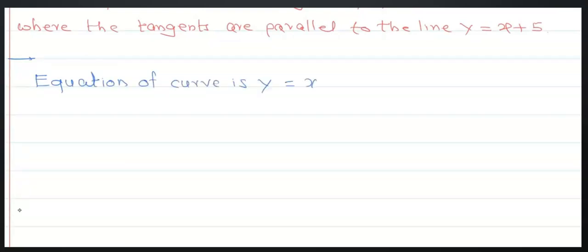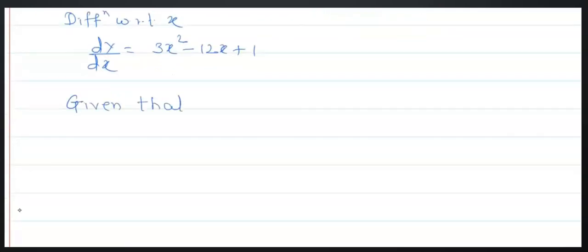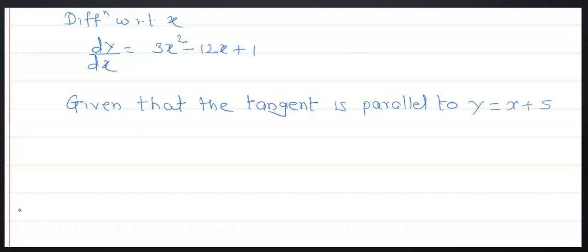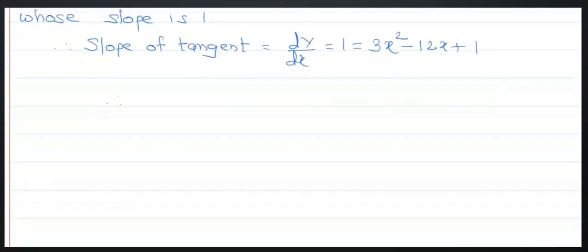The equation of the curve is y equals x cube minus 6x square plus x plus 3. Now differentiate this with respect to x. Therefore dy by dx equals 3x square minus 12x plus 1. The given tangent is parallel to y equals x plus 5, whose slope is 1, and that is the slope of the tangent, so dy by dx equals 1, and that equals 3x square minus 12x plus 1.